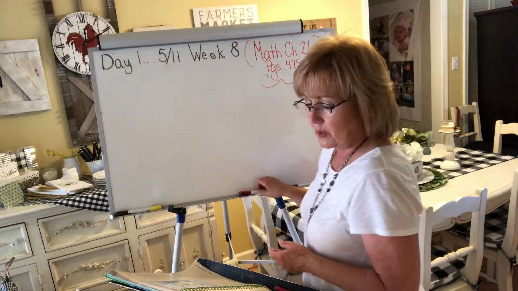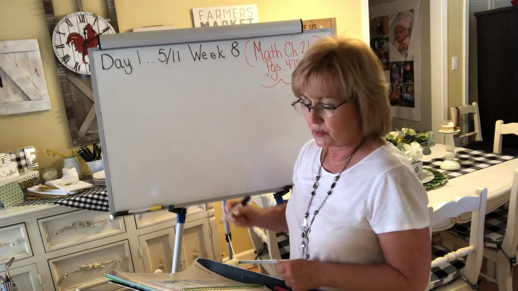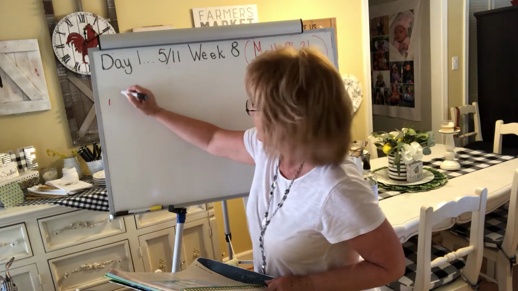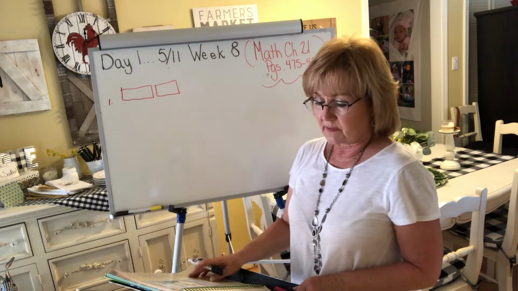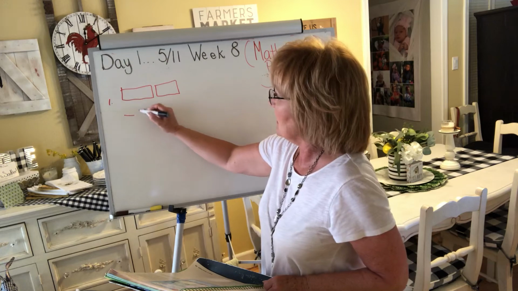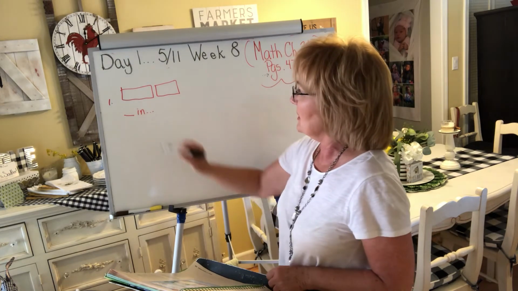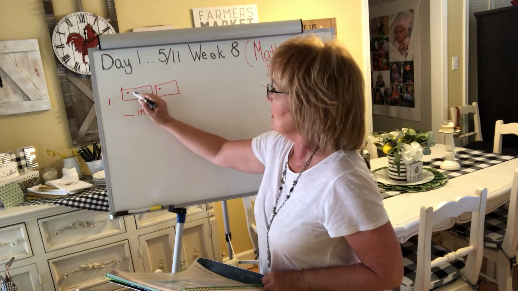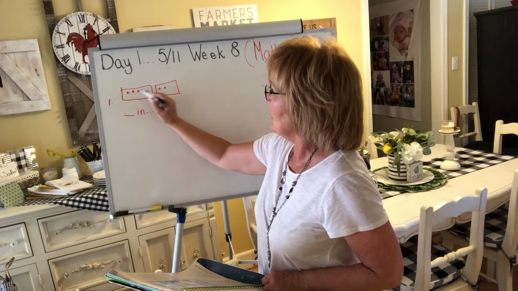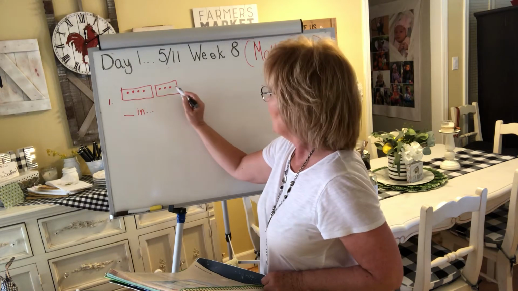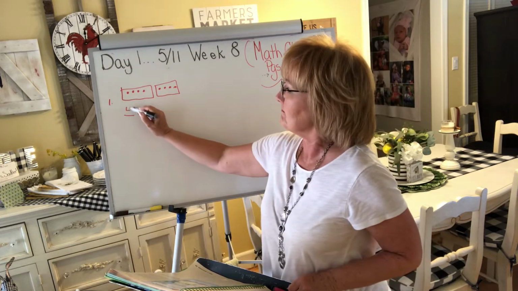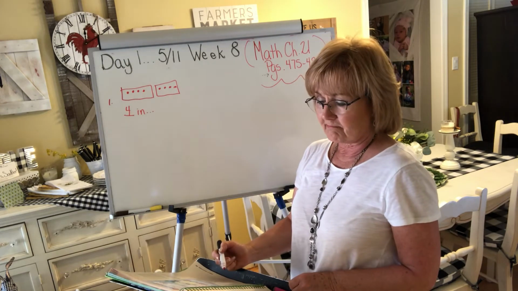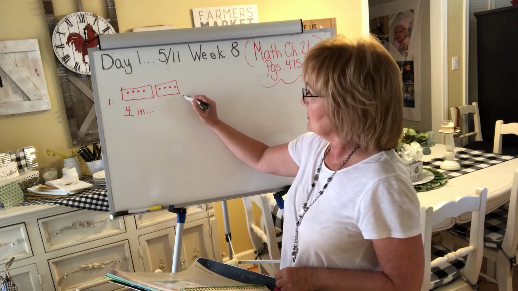Okay, so we've got 8 into 2 equal groups. So for number 1, draw your 2 equal groups, and you're going to divide 8, and we're going to see how many in each. So we've got 1, 2, 3, 4, 5, 6, 7, 8. We're done. How many are in each group? 4. Right? Okay, go over to number 2.